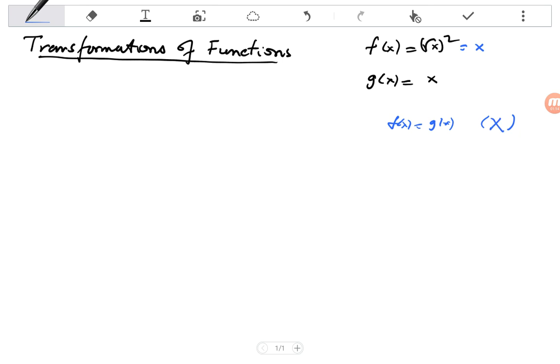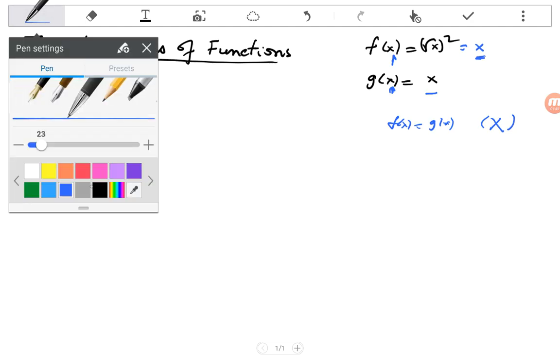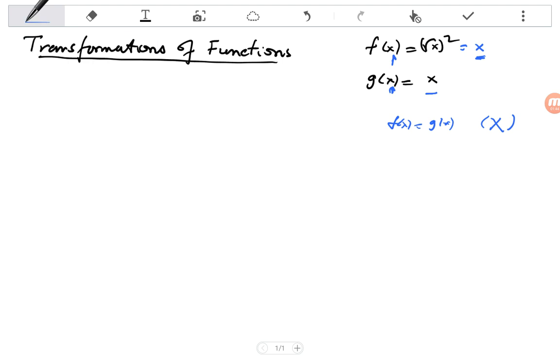This is false. Why is it false? Why do you think f of x is not equal to g of x? Although they both operate in the same way on the input, they both give x. At the end, they both give x. But what is the difference between these two functions? The difference is the domain of each of these functions. What is the domain of f of x?